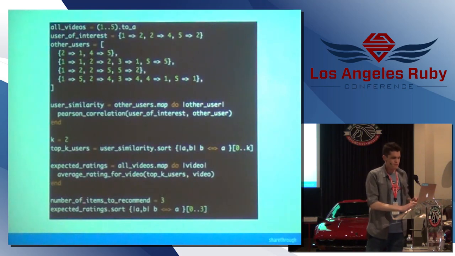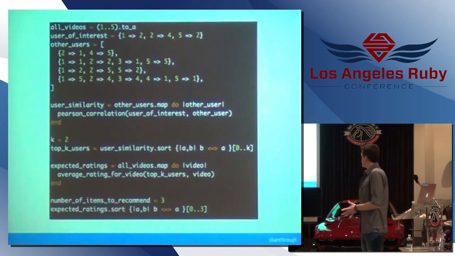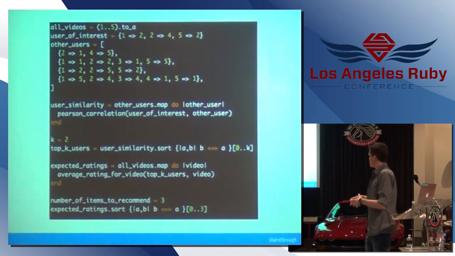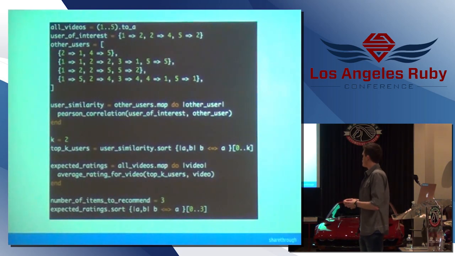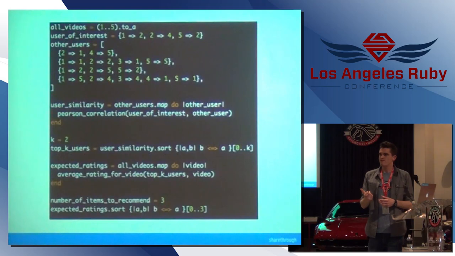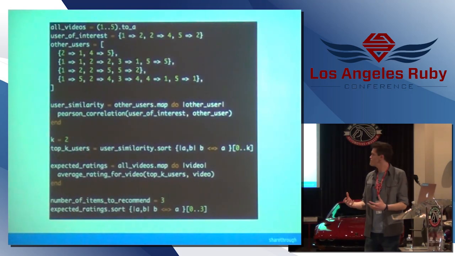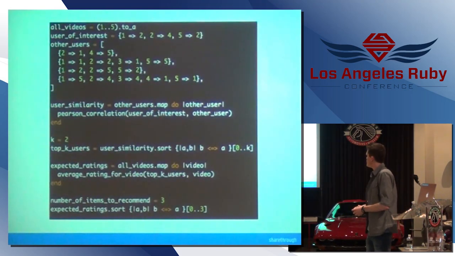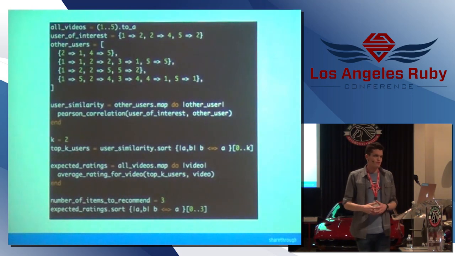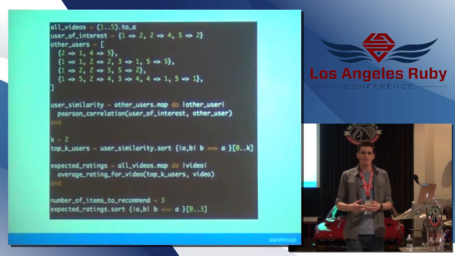And then it's really very simple, right? What we do is we take all users that aren't ourselves, and we calculate the Pearson correlation coefficient between the user that we're interested in providing a recommendation for and all the other users we know about. And then it's really very simple. So what we want is we want the top k users. In this case, k is 2.